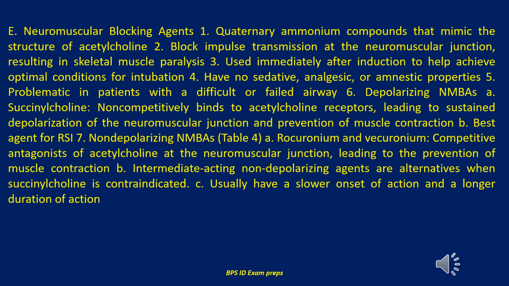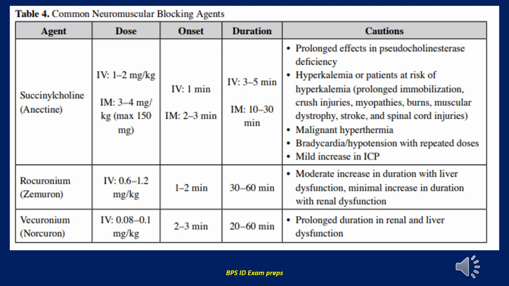6. Depolarizing NMBAs include the following: A. Succinylcholine. It non-competitively binds to acetylcholine receptors, leading to sustained depolarization of the neuromuscular junction and prevention of muscle contraction. B. It is the best agent for RSI. 7. We will now discuss non-depolarizing NMBAs, shown in Table 4. Examples include A. Rocuronium and Vecuronium. They are competitive antagonists of acetylcholine at the neuromuscular junction, leading to the prevention of muscle contraction. B. Intermediate-acting non-depolarizing agents are alternatives when succinylcholine is contraindicated. C. They usually have a slower onset of action and a longer duration of action. Pause the video and carefully scrutinize Table 4 summarizing common neuromuscular blocking agents.